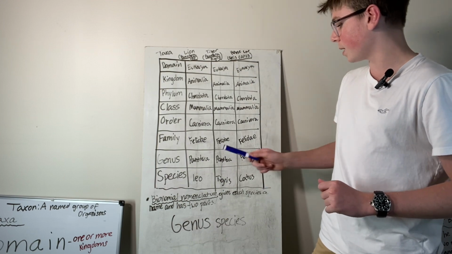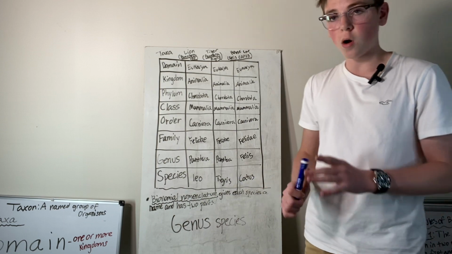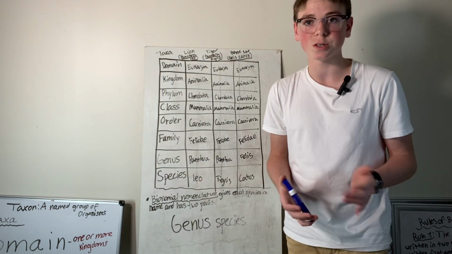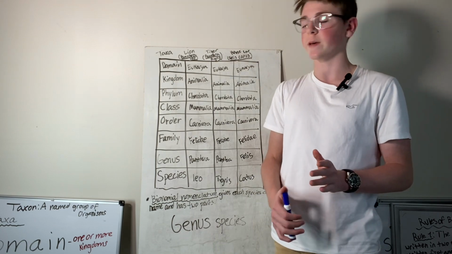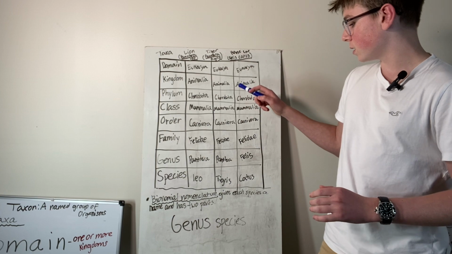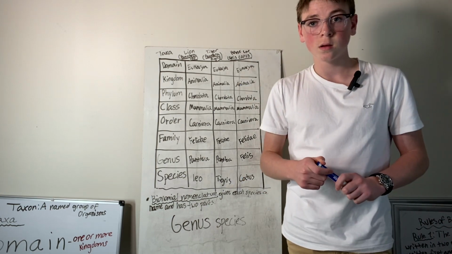So, genus of lion, Panthera. Genus of tiger, Panthera. House cat, Felis. Then species, all species will have a different species name. That's just how it works. It has to be very specific. So, lion is leo, tiger is tigris, and house cat is catus.